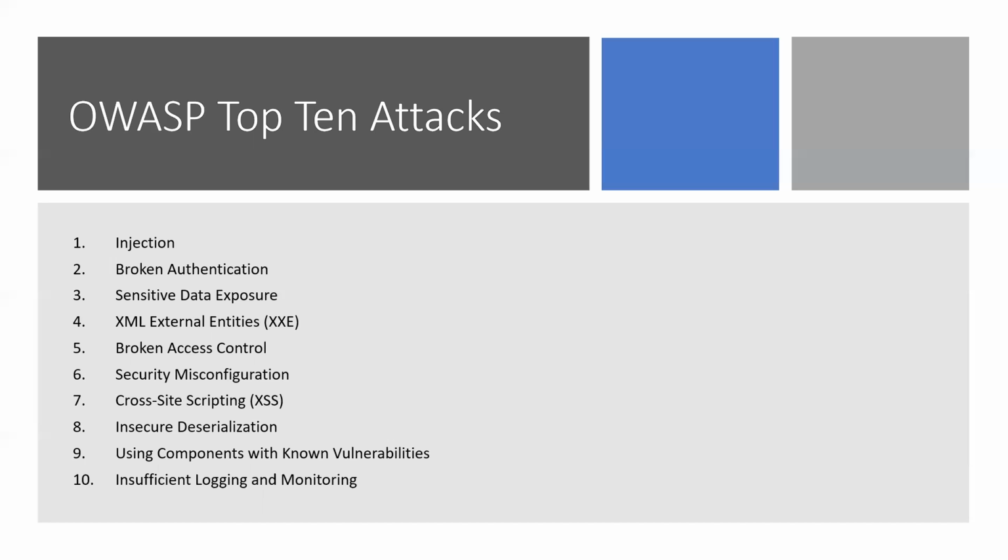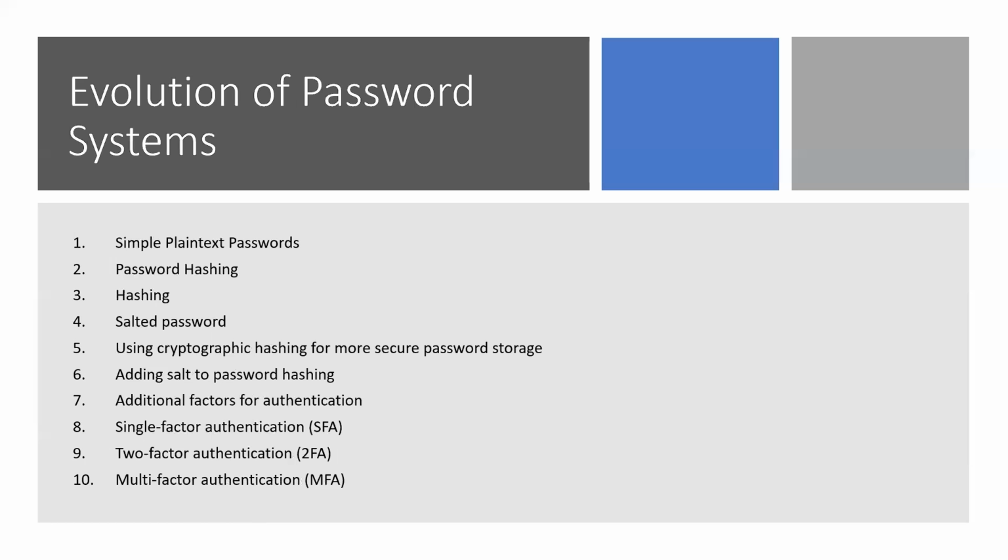OWASP attacks. Right. So next, let's jump into the evolution of passwords. Right. So over the years, there is an evolution as well of the password in systems. Right. So before, we had the simple plain text passwords. So the first passwords were simple plain text ones stored in databases. So this allows multiple users using the same core processor to have unique privacy settings.